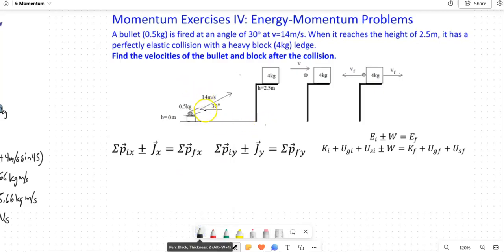So this ball is moving to the left at positive 14 cosine of 30 degrees, and moving upwards. These are its initial velocities in the x and y directions, with positive 14 cosine of 30 degrees in x. So those are the velocities.